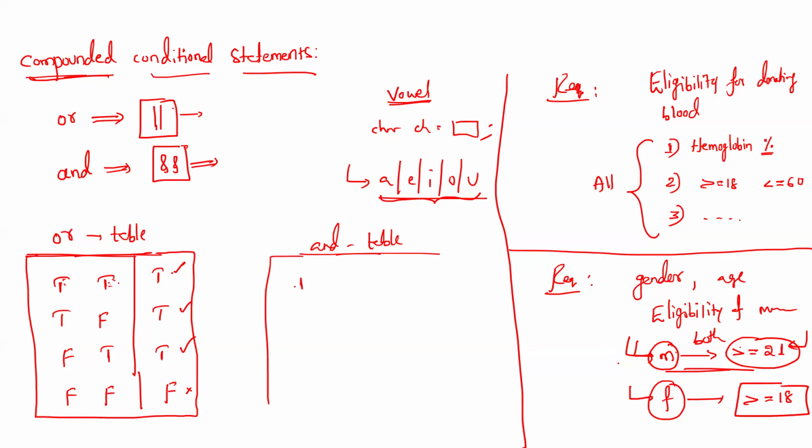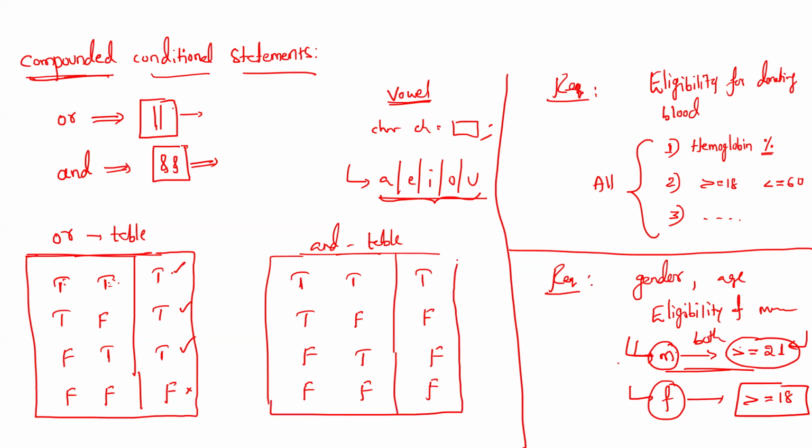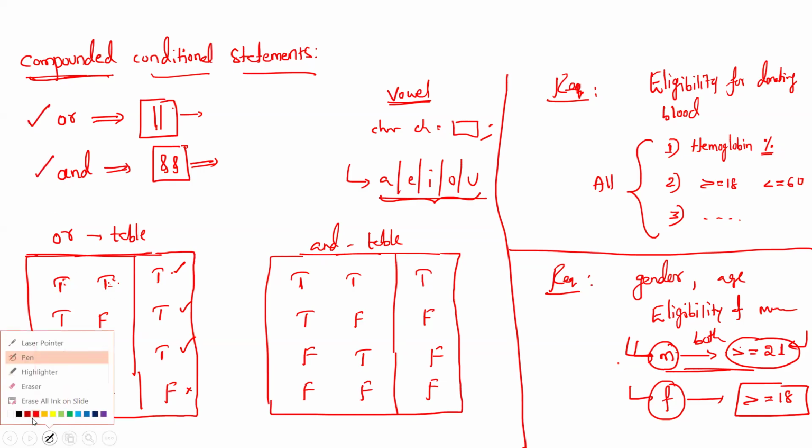So for example, true and true. What's the result? True. True and false, false. False and true, false. False and false, false only. So this is the table which you are going to use for clubbing two or more conditions by using either the OR operator or the AND operator. Based on this table we'll be getting the conclusions.